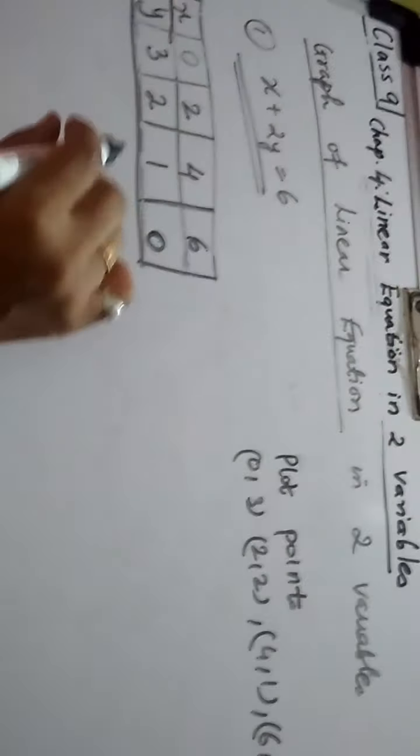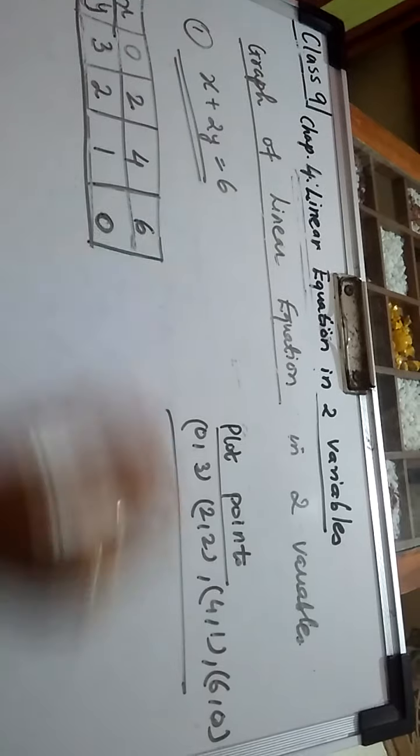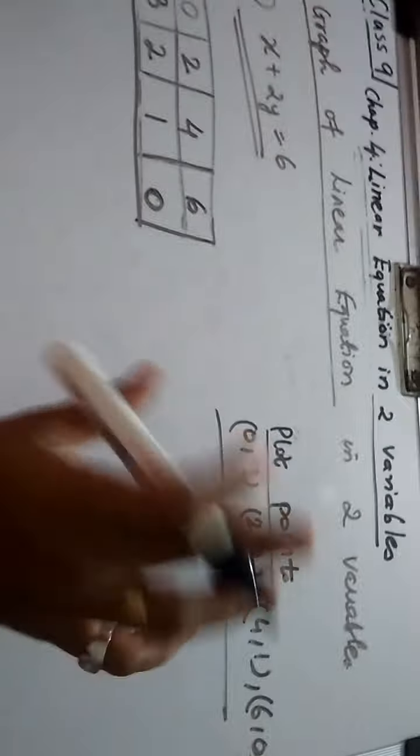Okay. Now we have seen the various points which will be lying on this line x plus 2y is equal to 6. These are the 4 points. We have to plot these points 0, 3, 2, 2, 4, 1, 6, 0. These 4 points we have to plot on the graph paper. Okay? Now I'll show you how to plot on a graph paper, so that you can do the further plotting on graph paper.